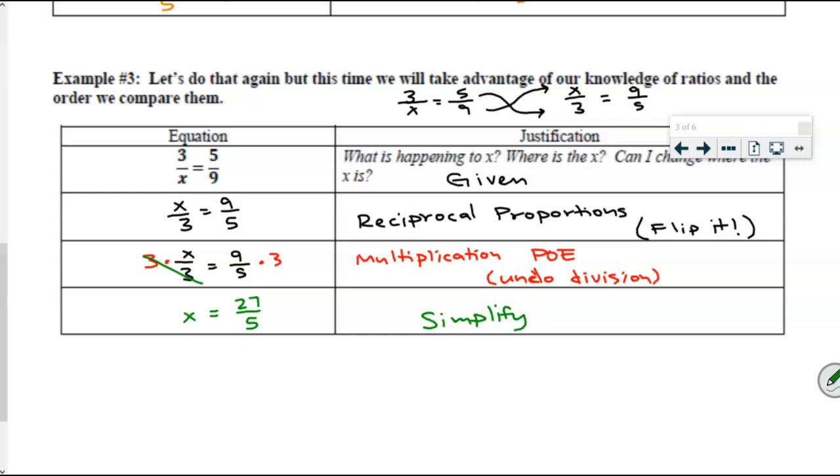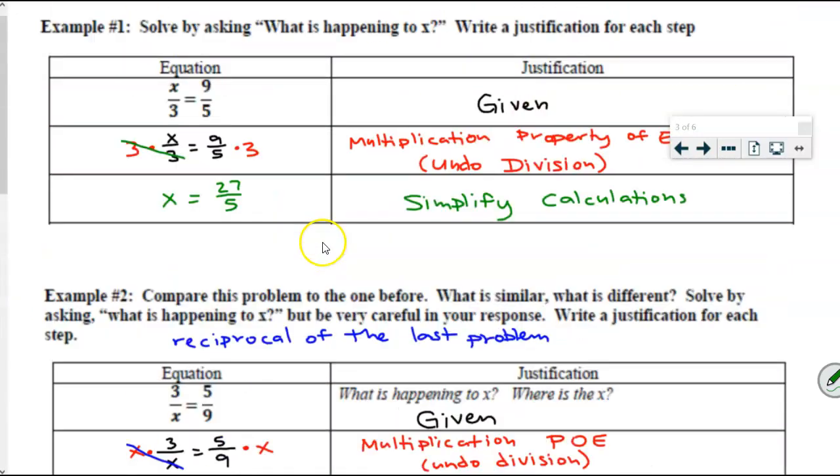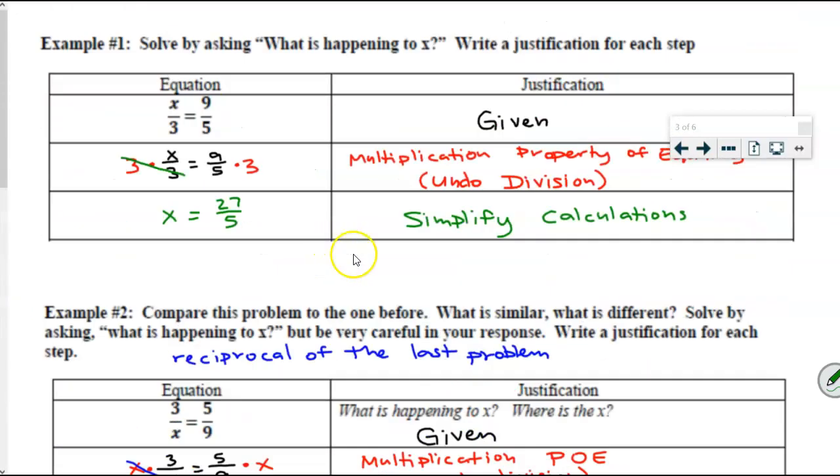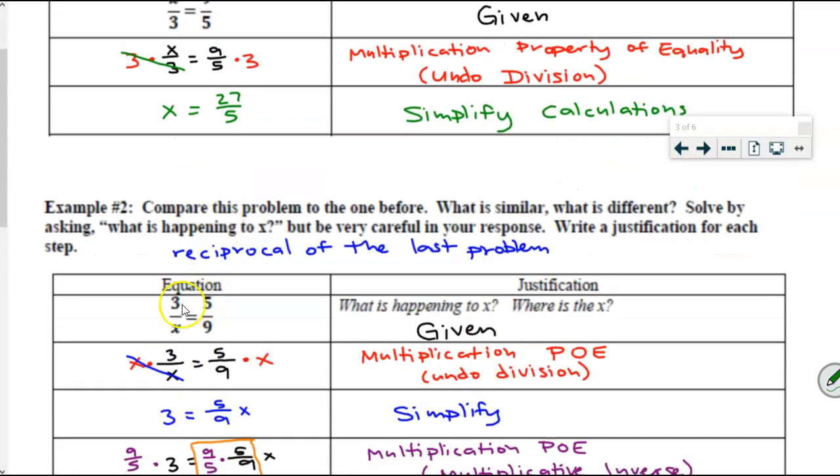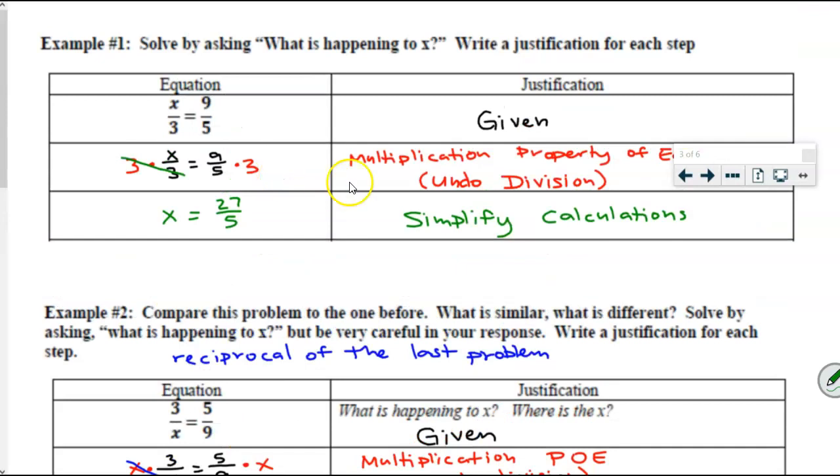So now, my question to you folks. Which version did you like solving the best? Did you like solving the x divided by 3 equals 9 divided by 5? Or the 3 divided by x equals 5 divided by 9? Which one did you prefer? Talk with your groups first. Okay. I think that was a resounding, I'd rather solve this first one, right? I agree. I would rather solve this first one as well.